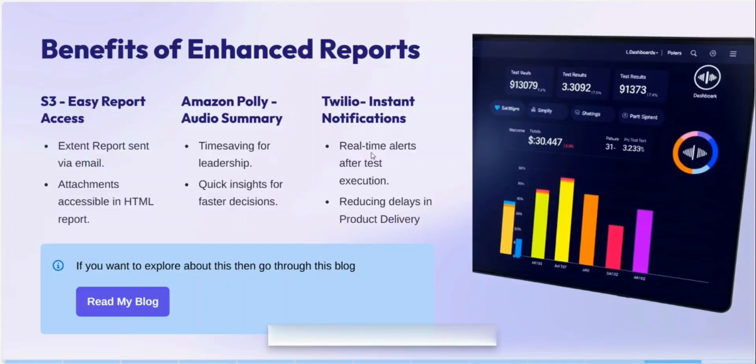If we provide WhatsApp notifications automatically after the test execution, it will be helpful to developers and testers also. In a real-life scenario, it will be better if we send these WhatsApp notifications to developers and testers. They can quickly work on it, and it reduces the delay in product delivery time. So that's all about the benefits of my enhanced Extent Report.